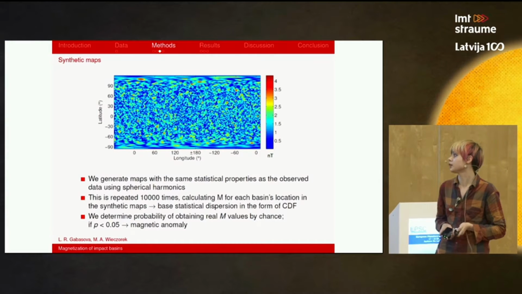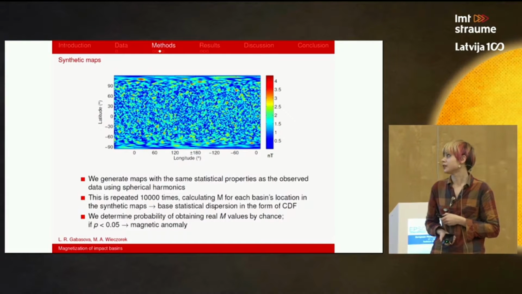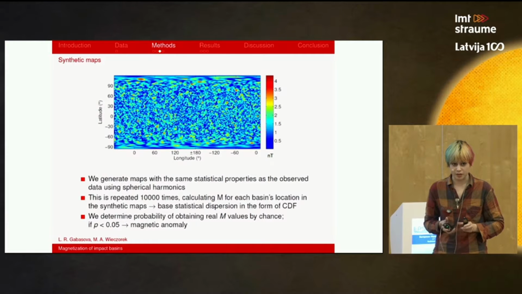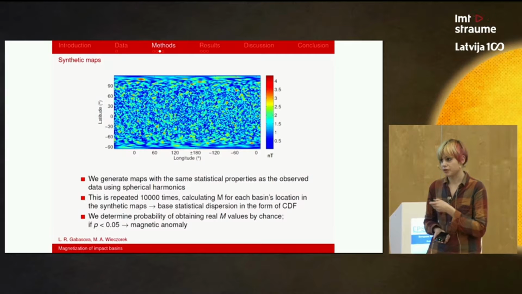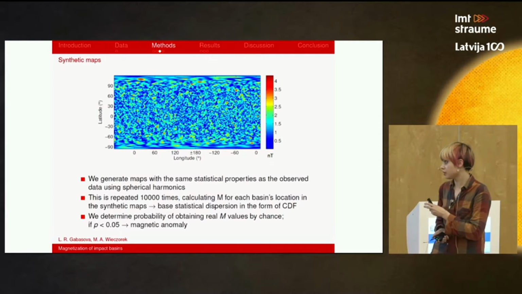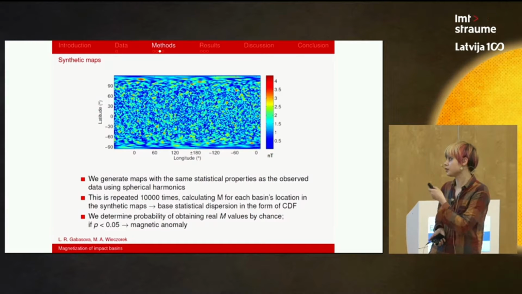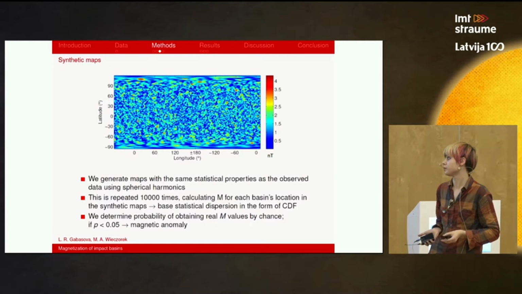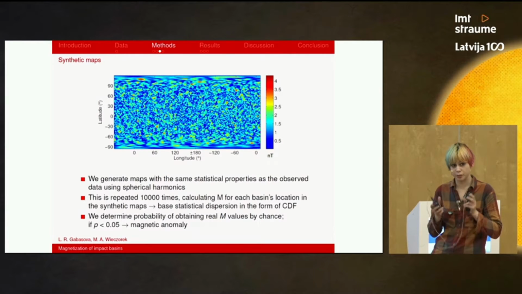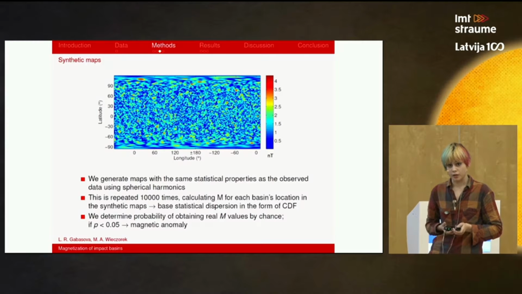the same statistical properties. Specifically, we generate 10,000 of those maps, and for each map and for each basin, we go to the basin location and get all the 3 bins that we used on the observed map, and calculate M for each basin, and for all of these 10,000 sets of maps. And this gives us 10,000 M values for each basin, so we can look at the statistical dispersion of this set, which gives us a normal range for an M generated by chance.